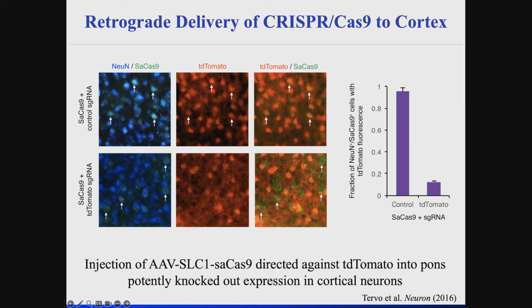We then injected this with the targeted guide RNA or an irrelevant control RNA into the pons of these animals, allowed it to become retrogradely transported to the cortex, and found that within the cortex at a distance, the SaCas9 was able to knock down over 95% of tdTomato expression from that long distance within the large volume of the cortex.